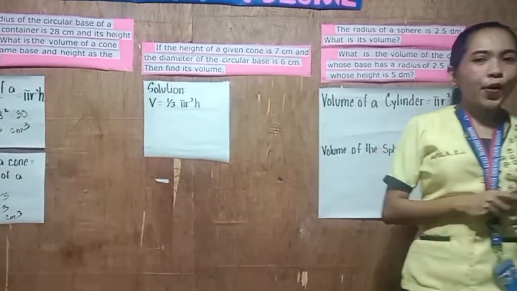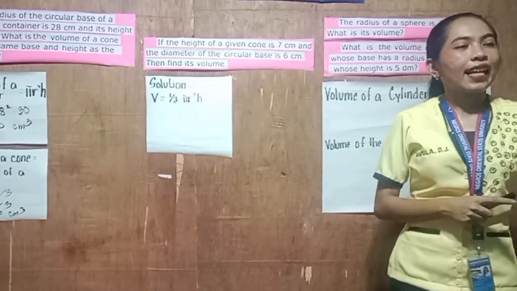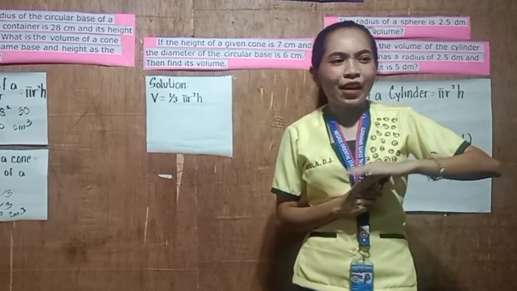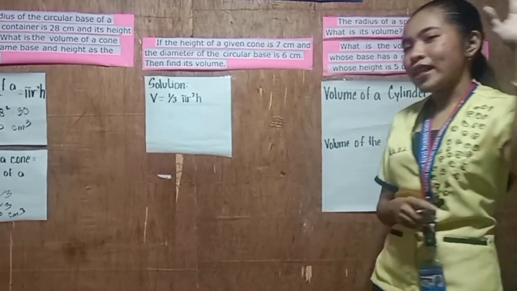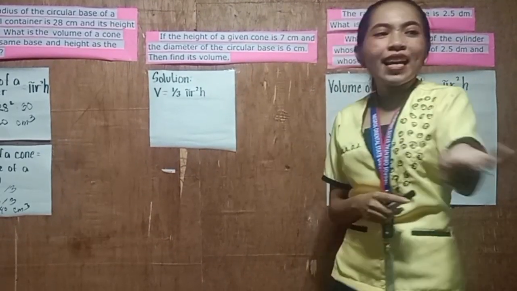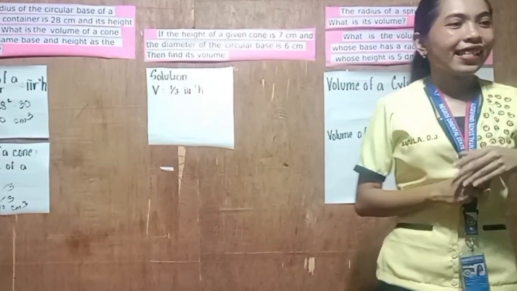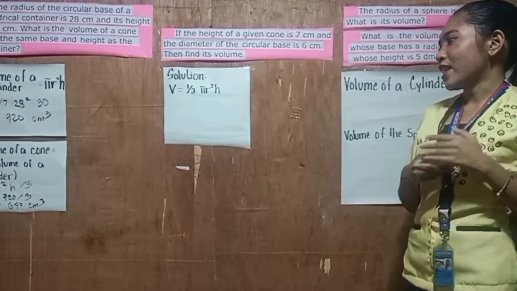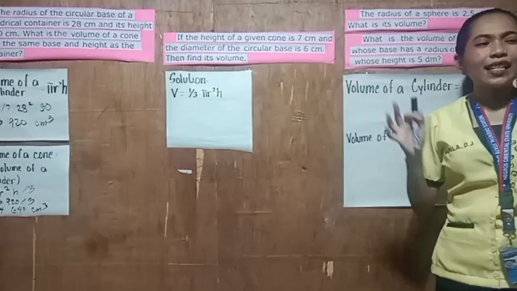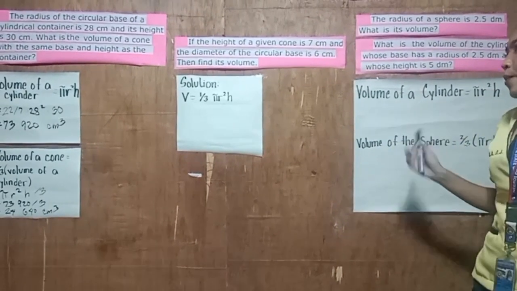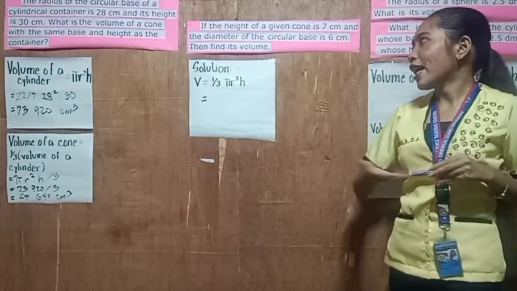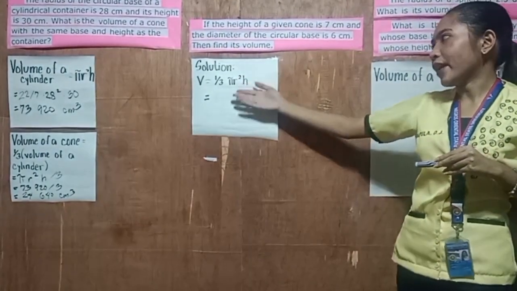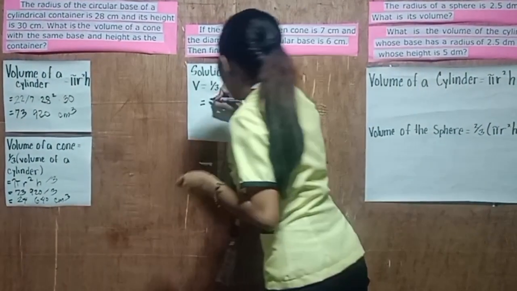Okay, time's up. Who has the answer? Yes, your answer is? Okay, your answer is 70 cubic centimeters. Who has other answers? Yes, Krista. Okay, your answer is 66 cubic centimeters. So let's try to solve the problem. We have here, right, the formula in finding a cone. 1/3 times pi r squared times height.